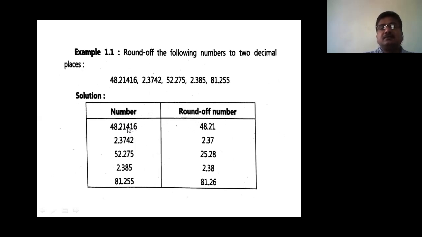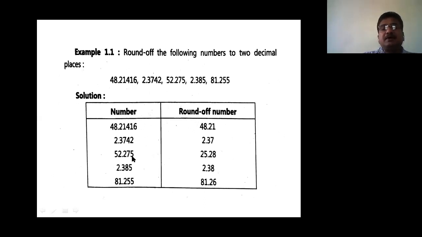And the first discarded digit is 4, and that is less than 5, so the previous number remains as it is. Okay, so you have to remove from this number 4, 2. So the number is: first discarded digit is 4, less than 5, so no change. 2.37 is the rounded number. So here we have to discard the number after 7. That is, we have to remove only the 5.